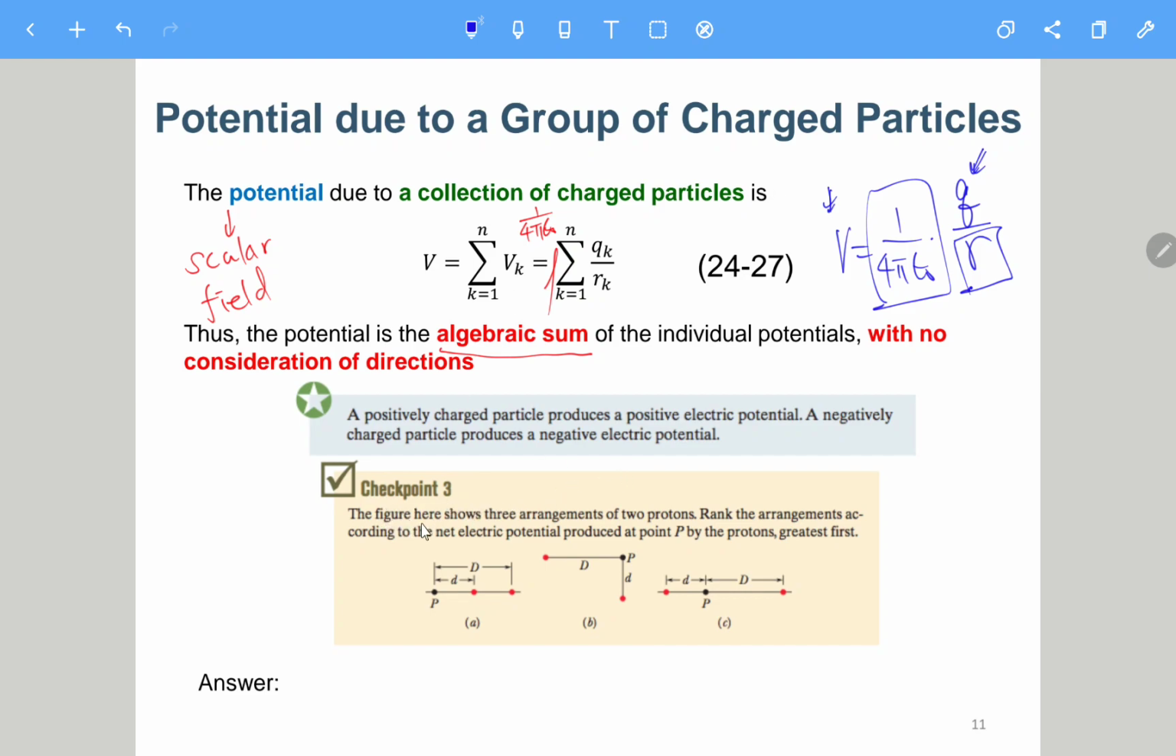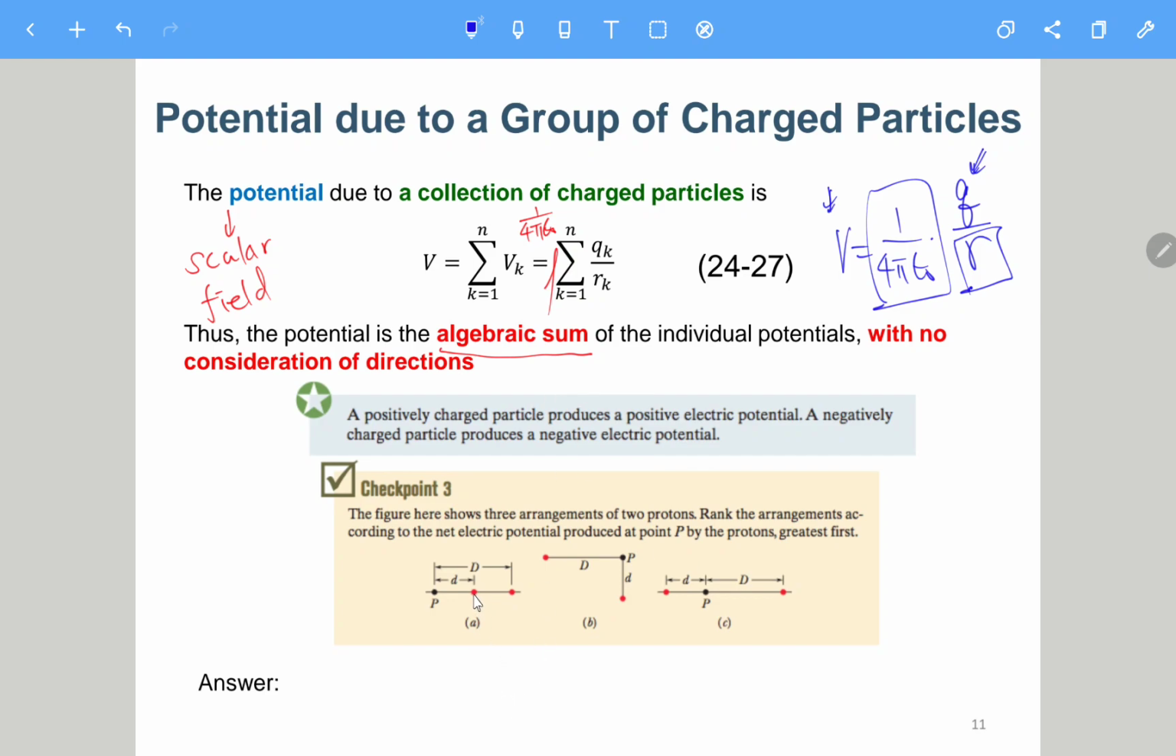And this is a checkpoint. It says the figure shows 3 arrangements of 2 protons, using the red dot to specify. Okay, so rank the arrangements according to the net electric potential produced at point P by the protons, greatest first. Okay, so 他问你哪一个产生的 potential 最大或者是按顺序排。Okay, so what do you think? Which one is the largest one?